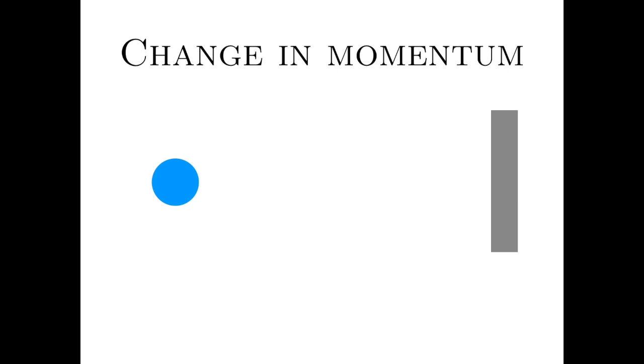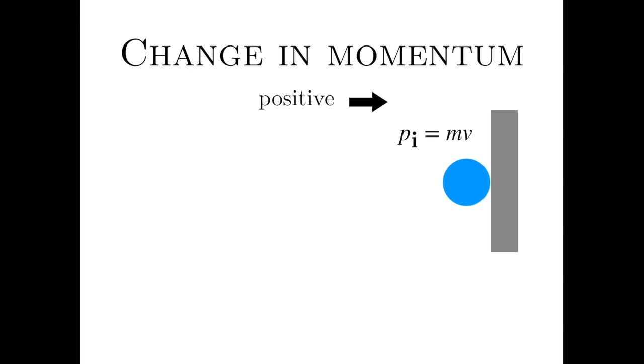Next, we want to find out the change in momentum of an object bouncing off a wall. Taking right as positive, when the ball is approaching the wall with a velocity of v, its momentum will be mv. Assuming that its speed remains the same after bouncing off the wall, its new momentum will be minus mv. This is because the direction of the new momentum is to the left, and that is negative.